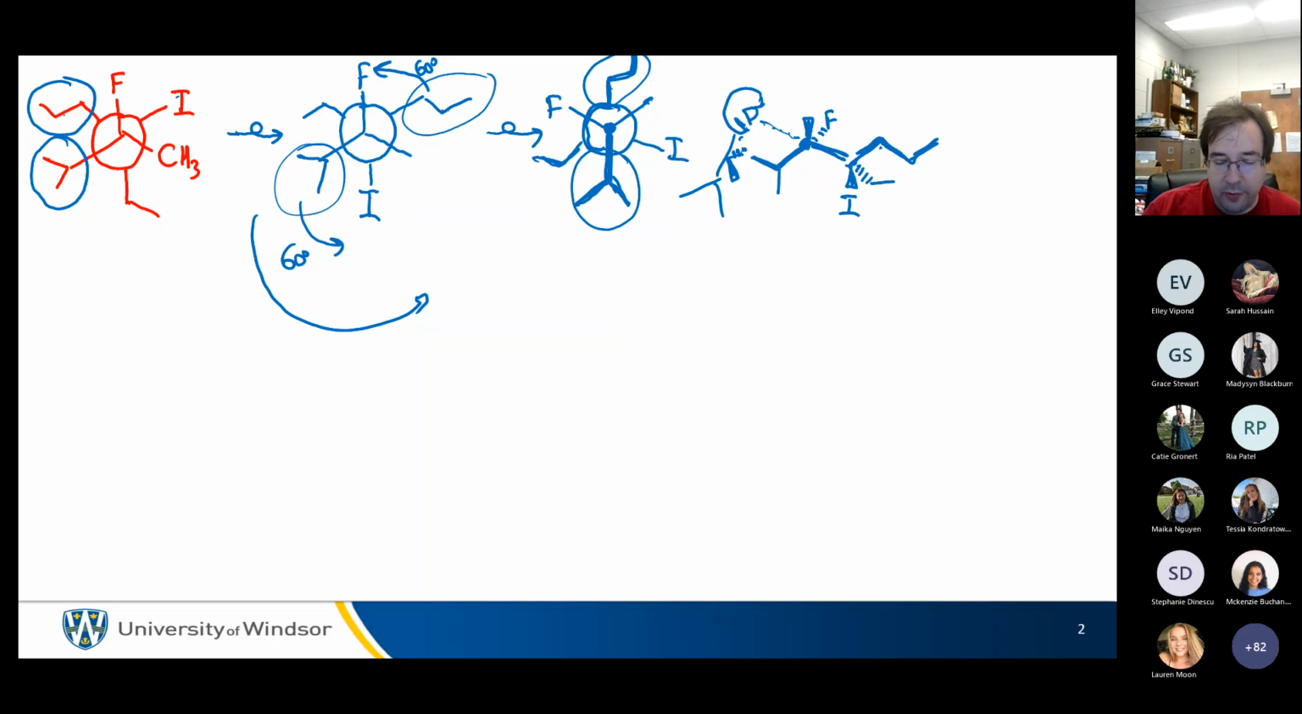Okay, so now we've drawn this thing out. Our longest chain is in the plane. We checked that. So we've drawn the right line angle structure formula. Now we need to assign R and S. And so what we quickly want to do is assign priority on this carbon. I'm just going to label A, B, C, and D. I'll erase these in a moment. Quickly, assign those priority 1 through 4. Just practice.